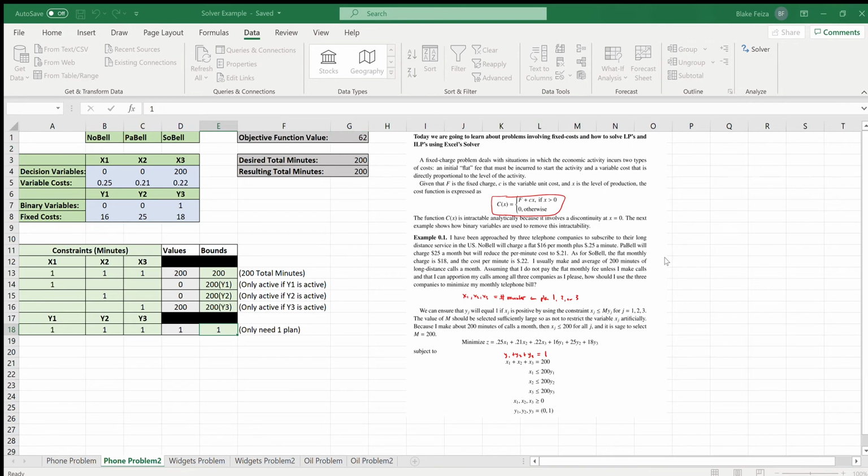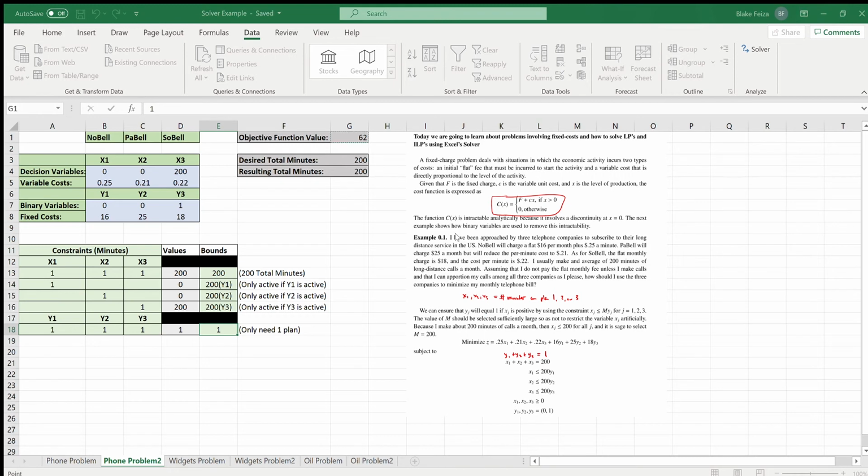And the same thing in general goes with these. You just hit add, go in, and put whatever cell you're going to put a constraint on here. You can change this from greater than or equal to, less than or equal to, or equals, and then whatever it's bound by on the other side.